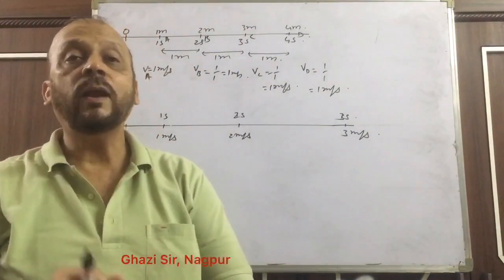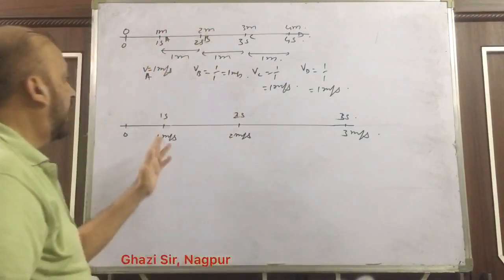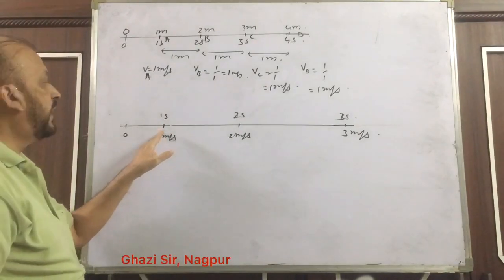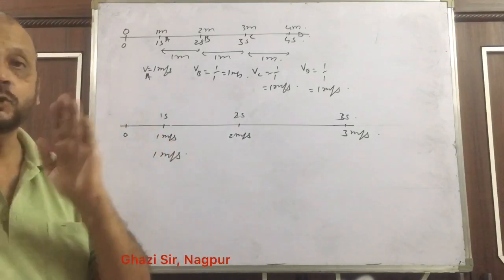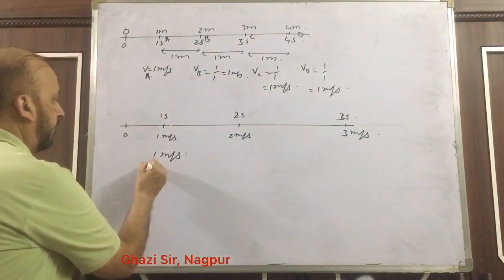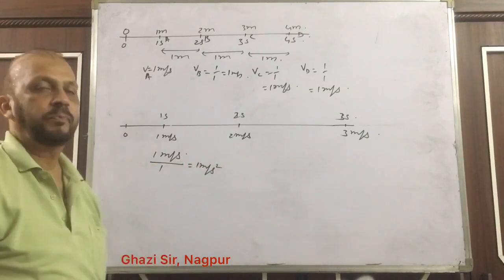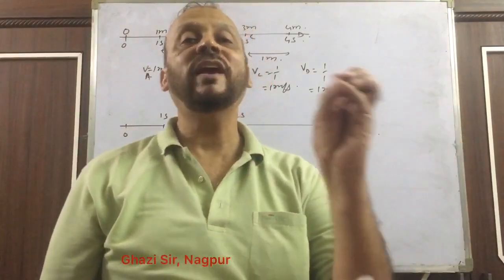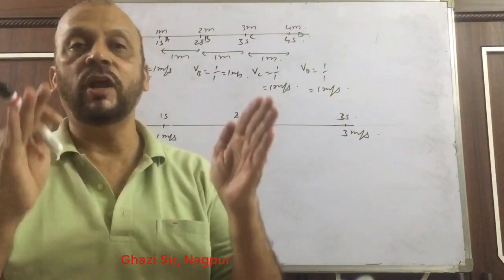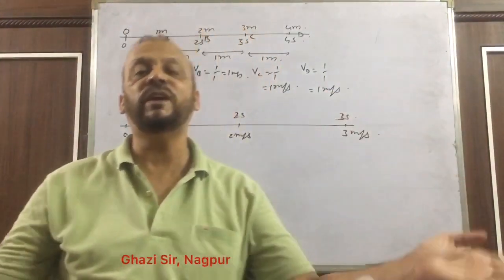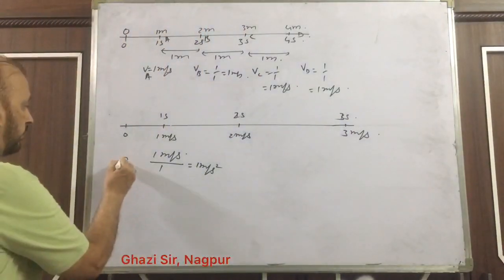So let's calculate at what rate the speed is changing. At this point, speed is 1 meter per second, per unit time, time is 1 second. So that is equal to 1 meter per second square. Now this factor is called acceleration, which is calculating the rate of change of velocity or rate of change of speed. This is called acceleration.